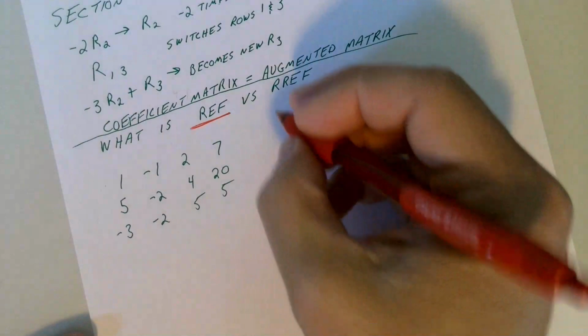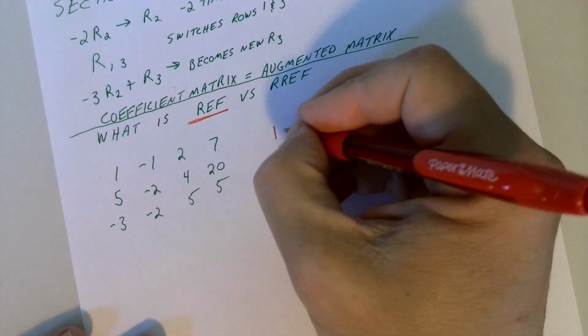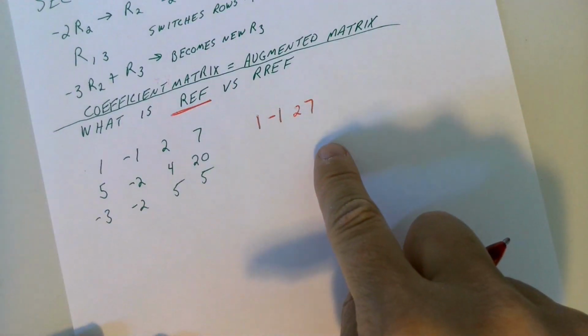So the first thing I'm going to do is I'm going to say, hey, I've already got a 1 here in this one. So let's just go ahead and copy that down. So 1, negative 1, 2, and 7, just like that. Is that good?